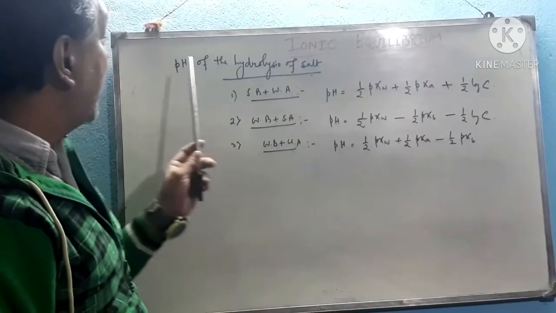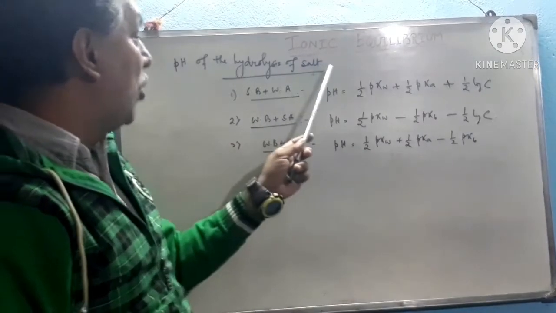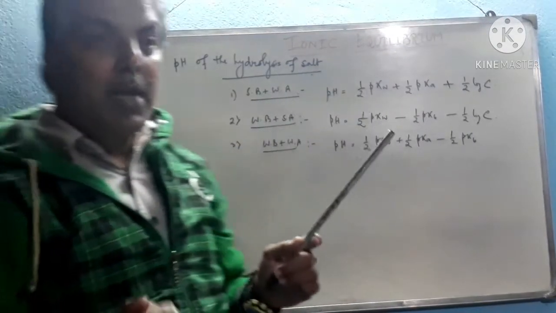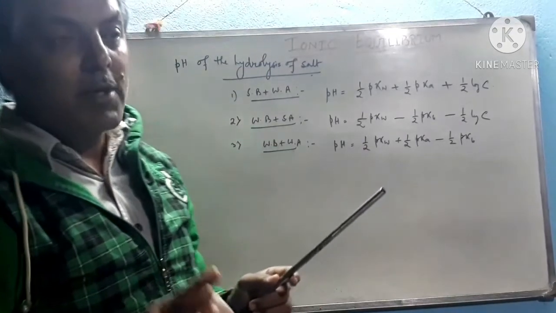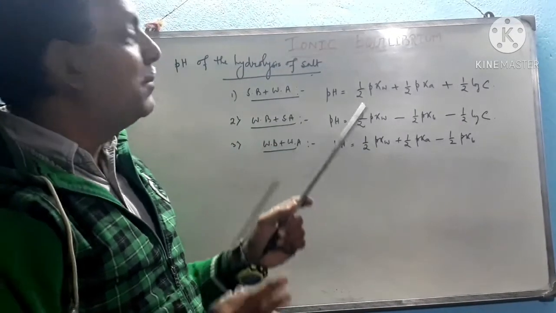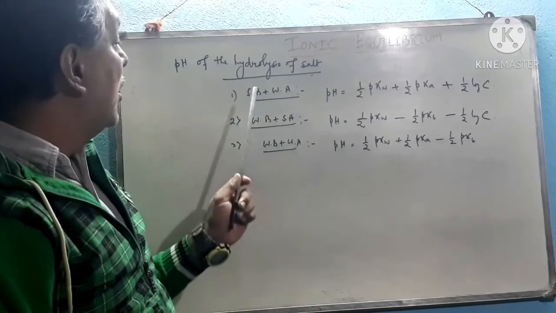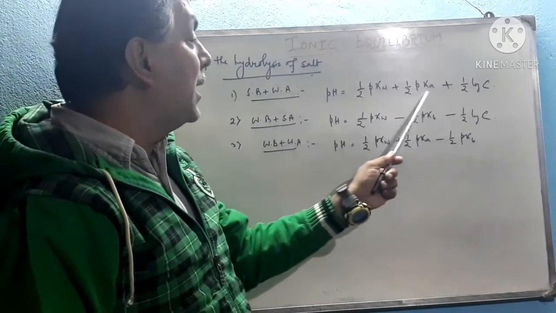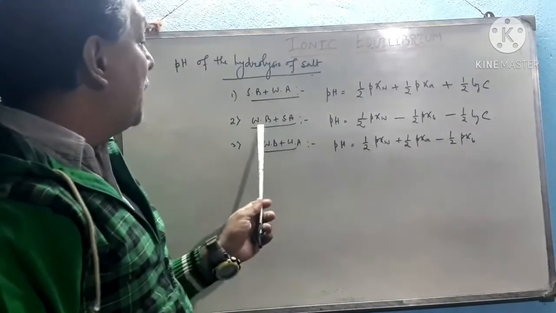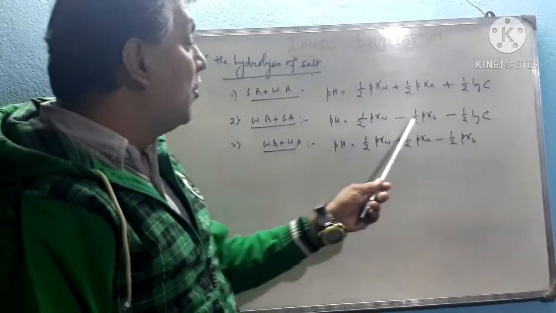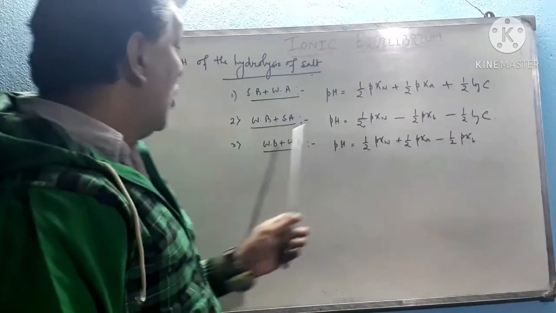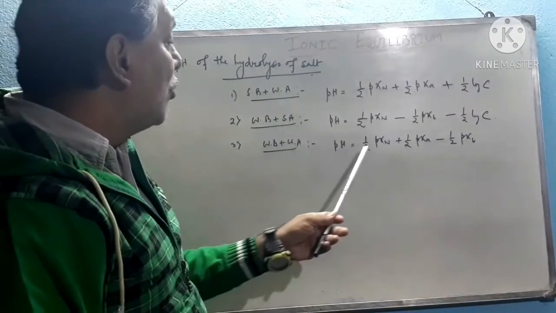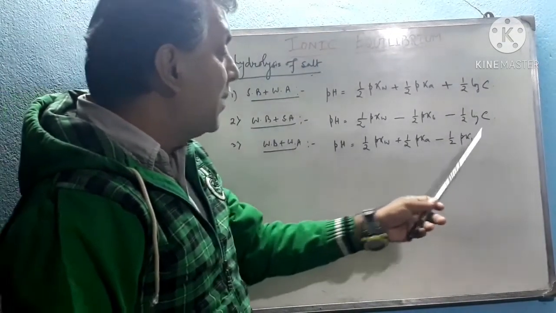Now in brief, we can write the pH of hydrolysis of salt. We know that the salt of strong acid and strong base doesn't get hydrolyzed and hence pH becomes 7, it is neutral. For strong base and weak acid, pH equals half pKw plus half pKa plus half log C. For weak base and strong acid, pH equals half pKw minus half pKb minus half log C. For weak base and weak acid, pH equals half pKw plus half pKa minus half pKb.